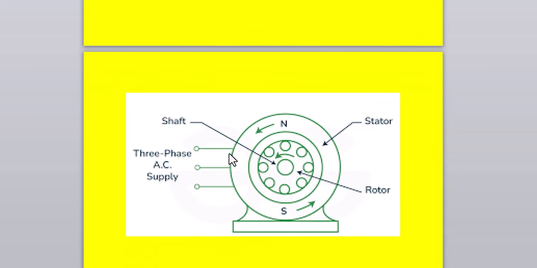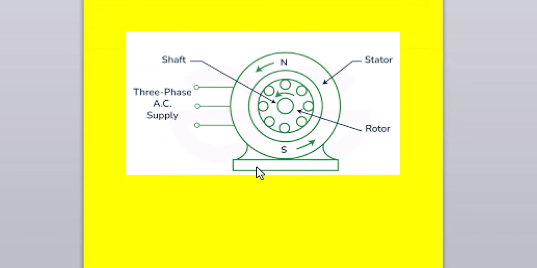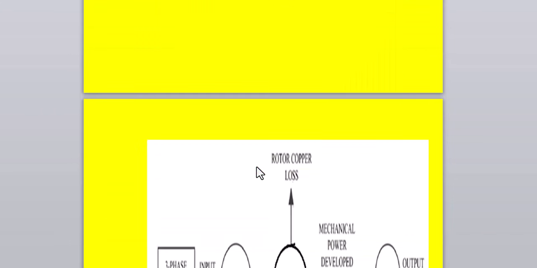This is the general diagram of the three-phase induction motor. The outer part is called the stator, and this is the rotor, and this is the three-phase AC supply given to the stator. This supply gives the total input to the motor, that is the stator input, and whatever comes out from the stator is the input to the rotor. First that enters the air gap, so that's called the rotor input.